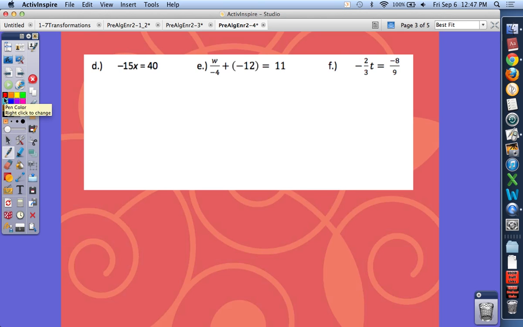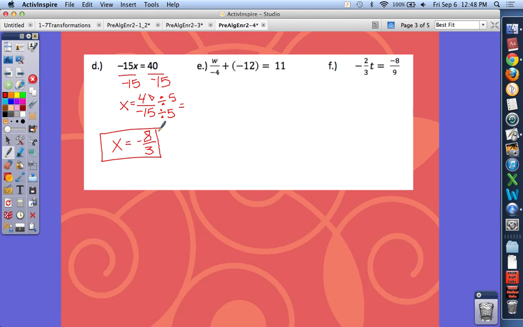Okay, hopefully you've tried these 3 problems and we're ready to see the answers. On this first one, you would divide by negative 15 to get x by itself, and you end up with x is equal to 40 over negative 15. You can reduce that fraction, so always simplify. You can take a 5 out of both of them, and I end up with x equals negative 8/3.